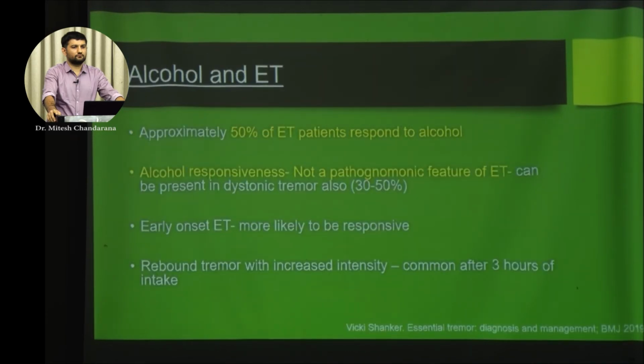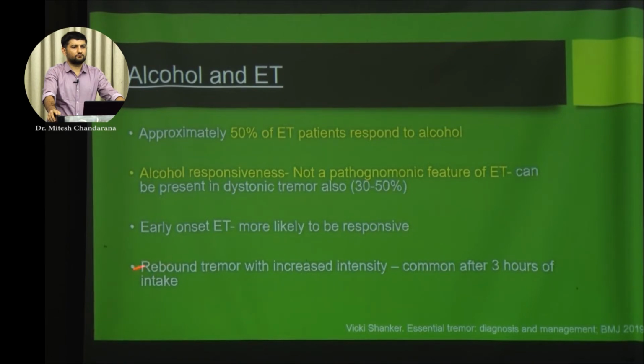Alcohol and essential tremor. Approximately 50% of ET patients respond to alcohol. Alcohol responsiveness is not a pathognomonic feature of ET, because in dystonic tremors, 30 to 50% of patients also respond to alcohol. Early onset ET is more likely to be responsive to alcohol, and there is a high chance of rebound tremor with increased intensity, which is common after 3 hours of intake.